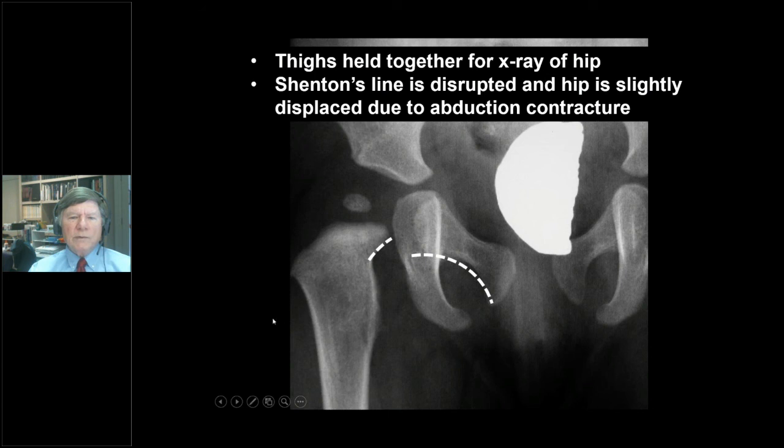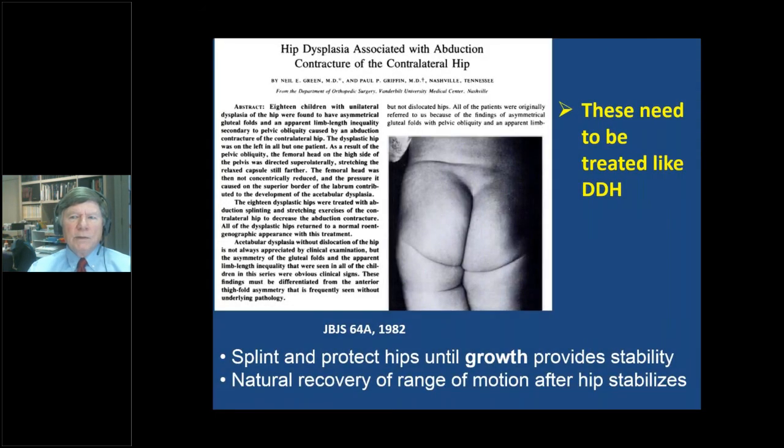There's really nothing wrong with this hip except that it's a little loose and it has an abduction contracture. So these need to be treated like DDH. Surprisingly, they need to be held in abduction until the hip becomes more stable. So basically splint and protect the hip to provide stability, and then allow natural recovery range of motion to occur after the ligaments have tightened up.